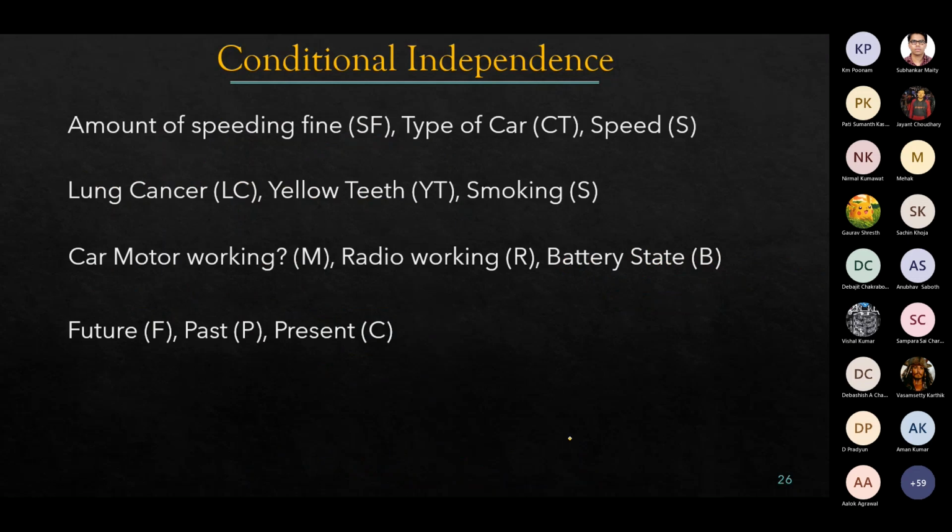There are other examples of conditional independence, and you can think of others. The amount of speeding fine and the type of car are independent of each other, given that you know the speed of the car. Lung cancer and yellow teeth are independent of each other, given the fact that the person is a smoker. Similarly, if you know the present, then the future and past are independent of each other. So this is how you write it: future and past are independent of each other, given you know the present.